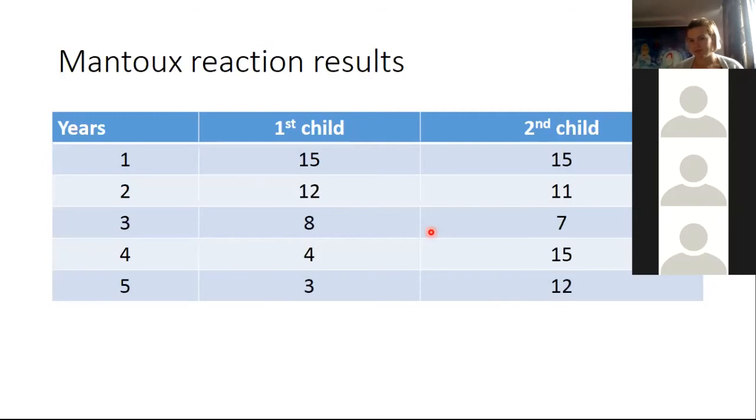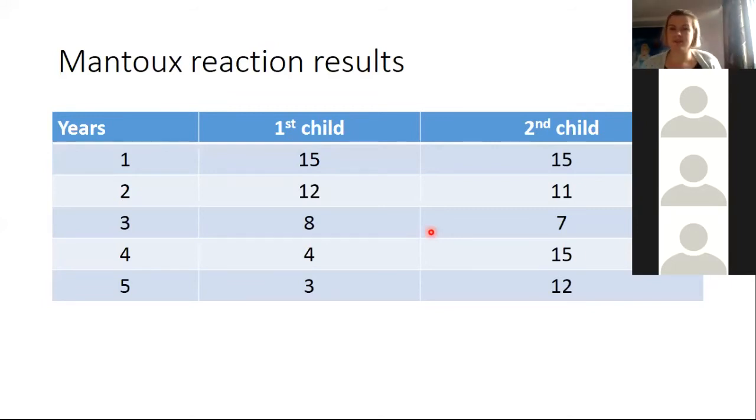In the first case, both the children are similar. In the second case, the second child comparatively has less than the first child. In the third case also it is similar, but in the fourth case, the second child has a drastic increase and the first child it is reduced. In the fifth case, the second child has increased, and the first child it is reduced.